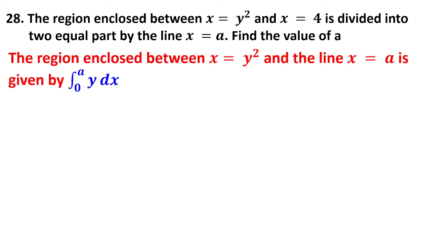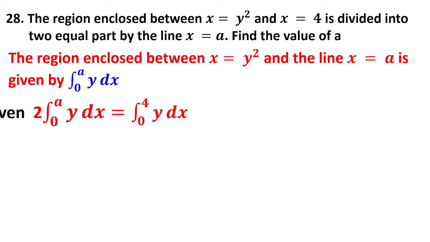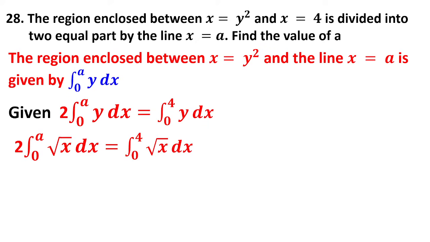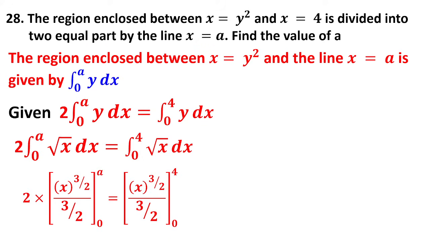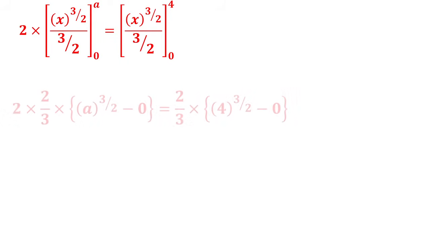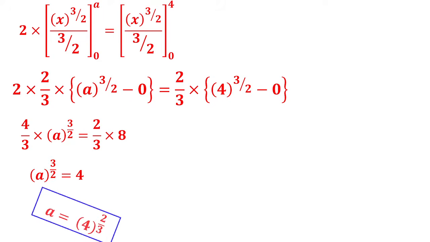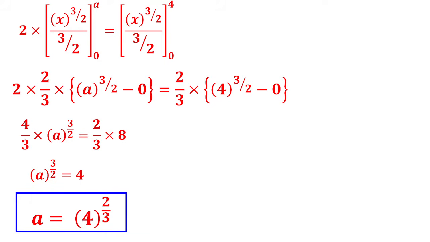The region enclosed between x is equal to y square and the line is given by integral 0 to a of y dx, and it has been given that it cuts into half. Therefore, 2 times this will be 0 to 4. Y is already given there. I am just substituting y is equal to root x. I am finding the integration on both sides. Root x is x power 3/2 by 3/2, and I am applying upper limit minus lower limit, doing the simplification, getting the value of a as 4 power 2/3.